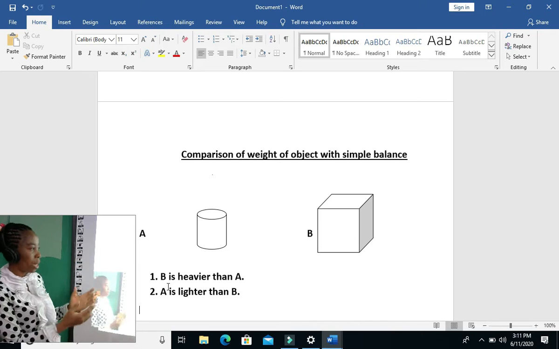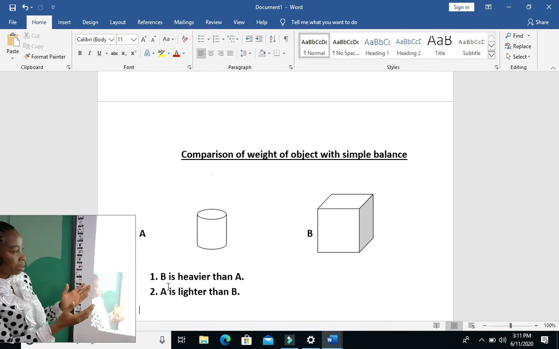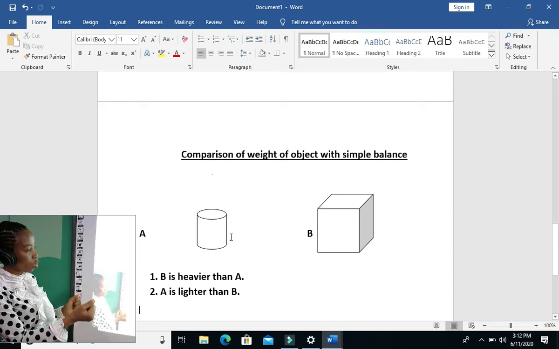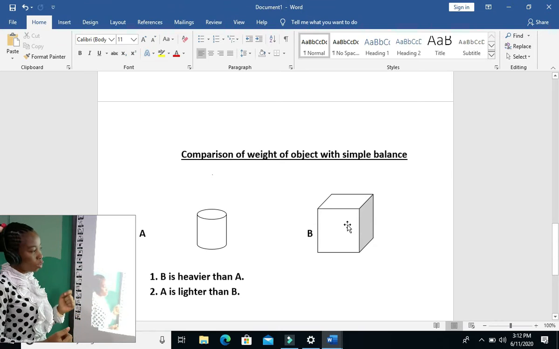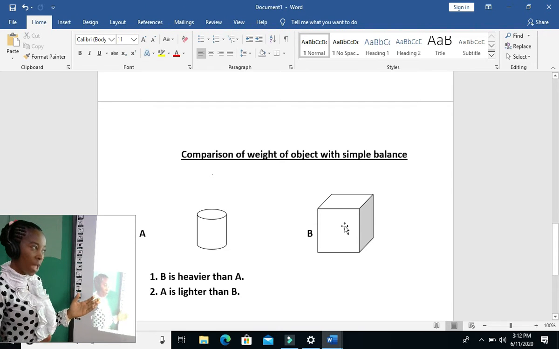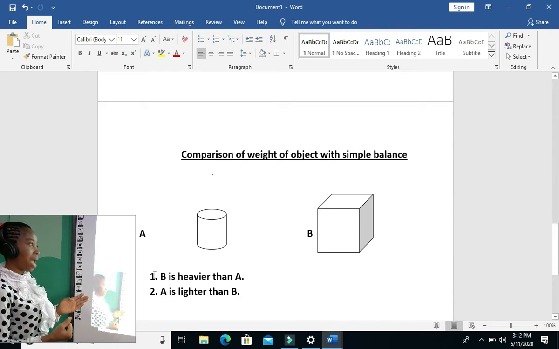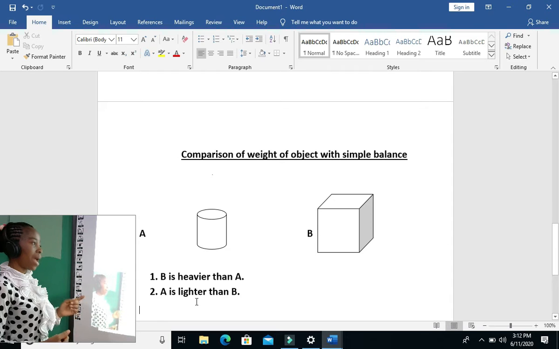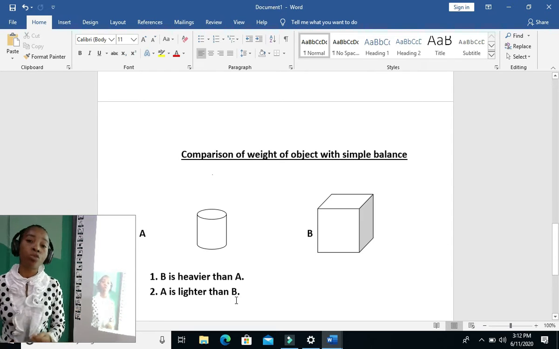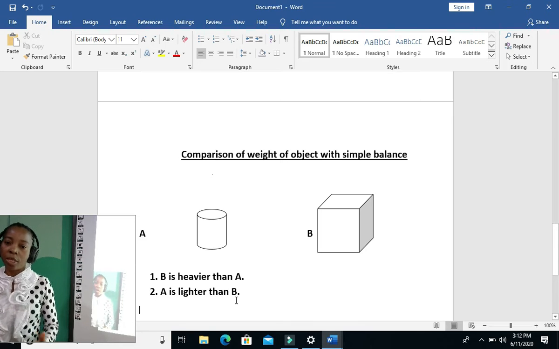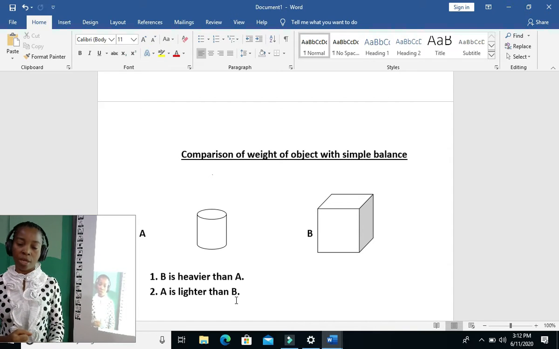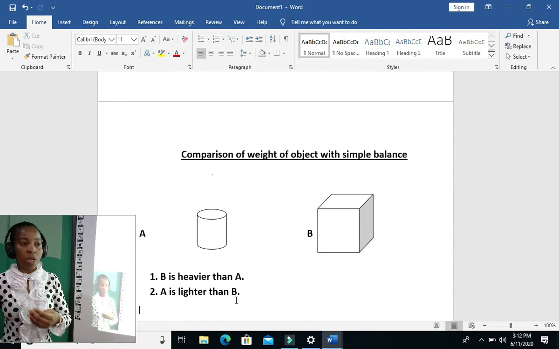All right, so look at this. If you use your eyes to see these two objects, A and this other one that is bigger, B, which one do you think will be heavy, and which one will be lighter? So we say B is heavier than A, and A is lighter than B. That's the language we use. If this one is heavier and this one is lighter, we say A is heavier than B, and B is lighter than A.